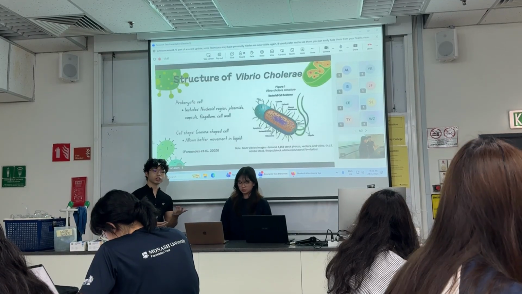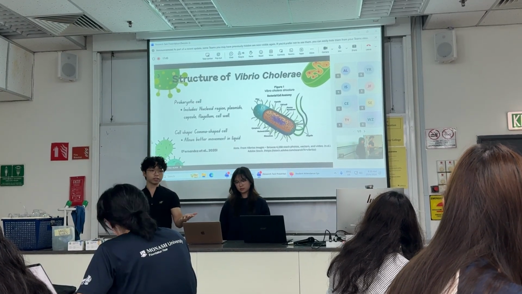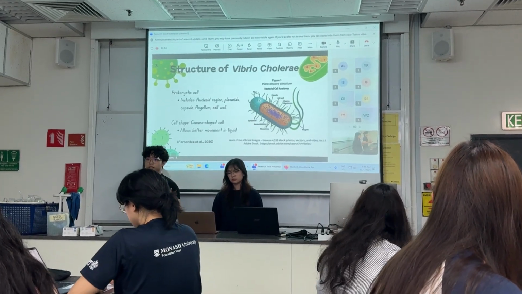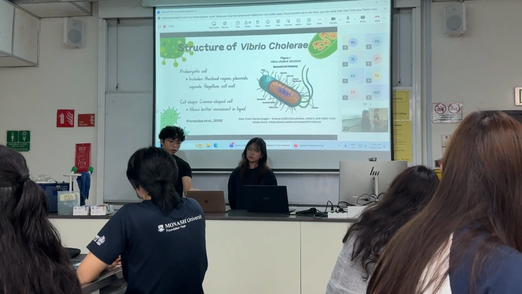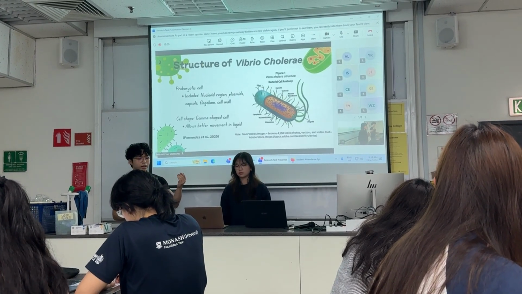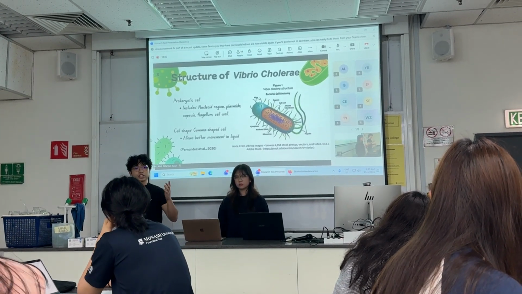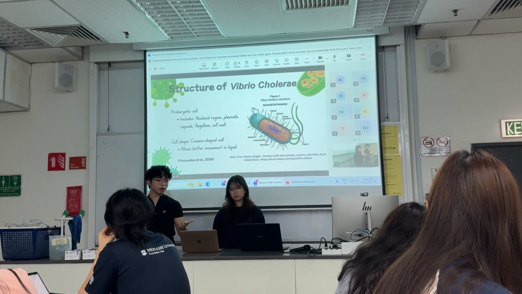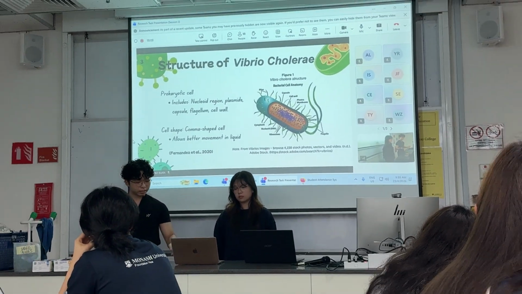Now, as we know, the structure of Vibrio cholerae is a prokaryotic cell, which means it does not have a nucleus. It has a nucleoid region. Vibrio cholerae has a flagellum, cell wall, a capsule, and a plasmid as well. The shape of Vibrio cholerae is a column-like shape. This allows it to move in liquid much more easily.